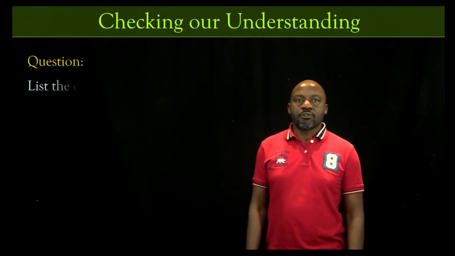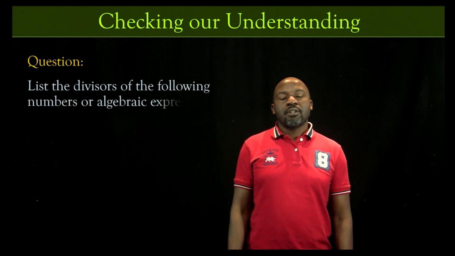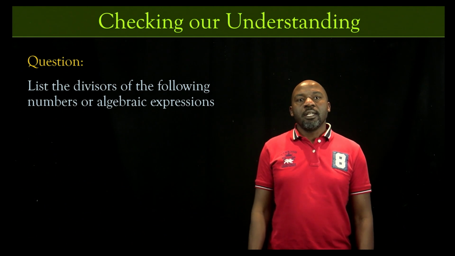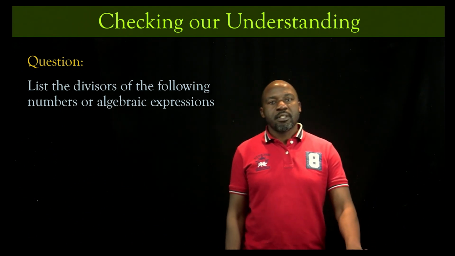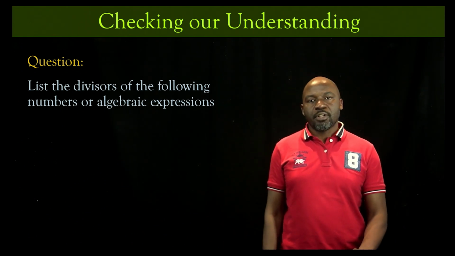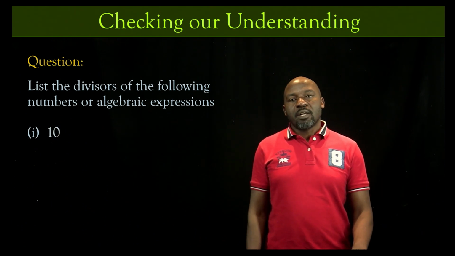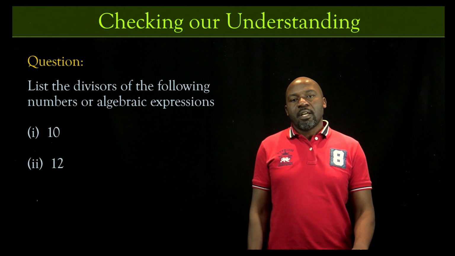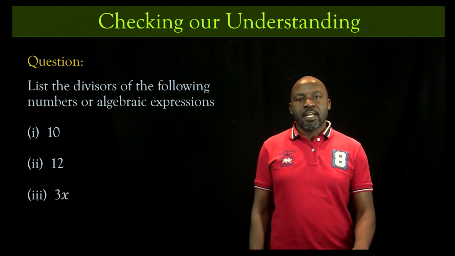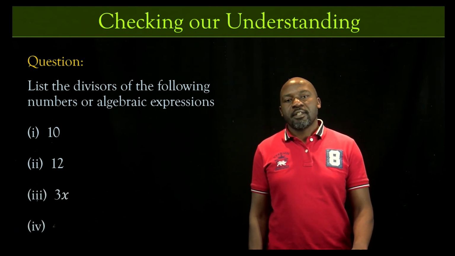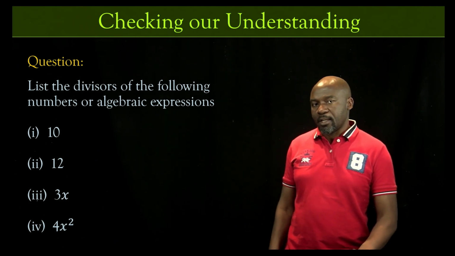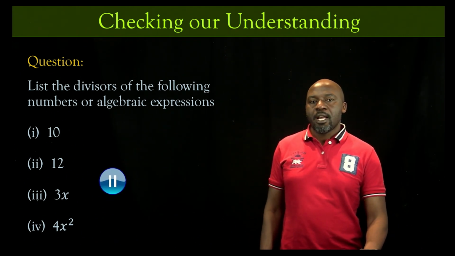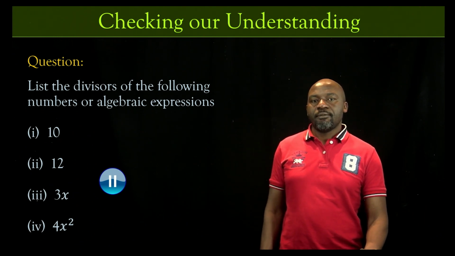Here's a question I want you to try. You will pause the video, try it out, and then check what the results are. List the divisors of the following numbers or algebraic expressions. So we want to list the divisors of 10, the divisors of 12, the divisors of 3x, and the divisors of 4x squared. Please pause the video and try it out yourself, and then see if these are the answers that you get.